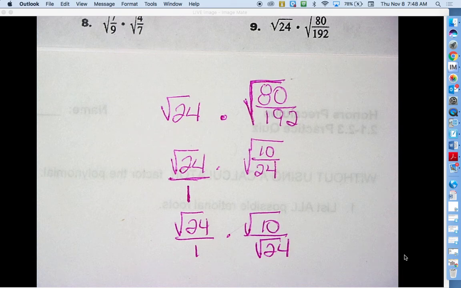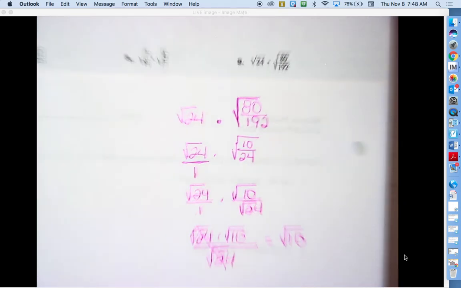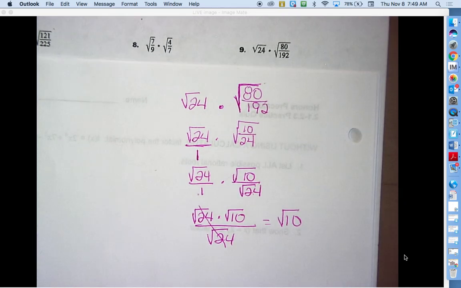Okay. So I just broke them down so that they're in their separate square roots. And then Emma, what do you notice about this problem? So the square roots of 24 are going to cancel out because we have the square root of 24 times the square root of 10, and then on the bottom we have the square root of 24. So they cancel and you end up with the square root of 10.